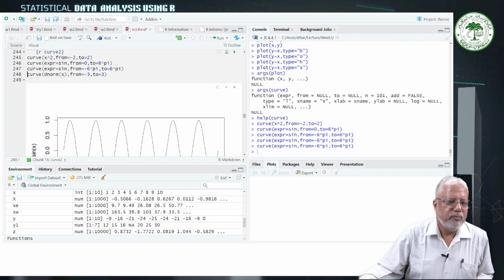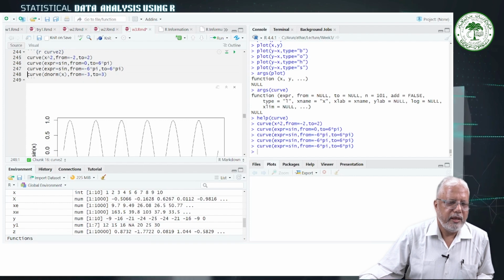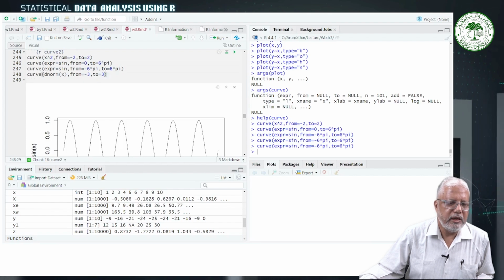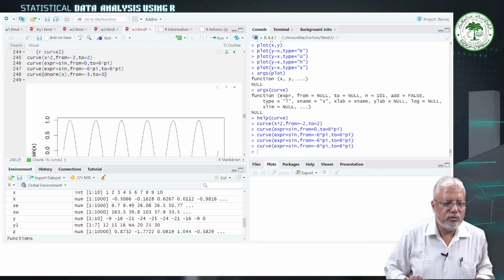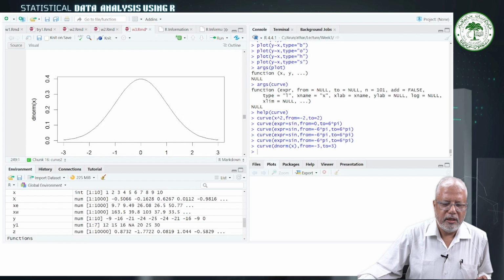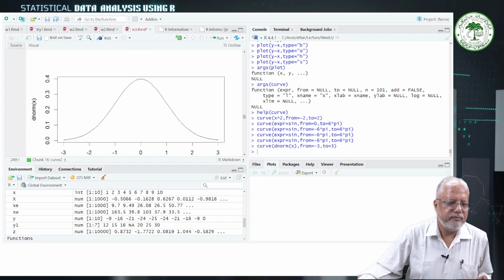You cannot put any other argument. And from is equal to minus 3, to is equal to 3. It is normally said that most of the area under the normal curve comes under the minus 3 to plus 3 range. So, see, this is the normal distribution curve with minus 3 to plus 3.